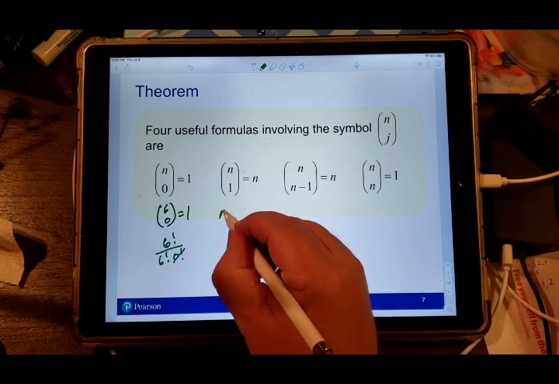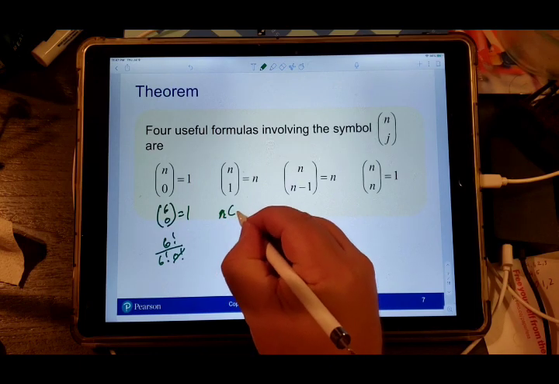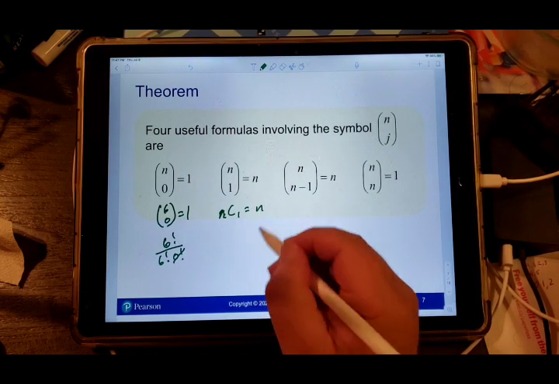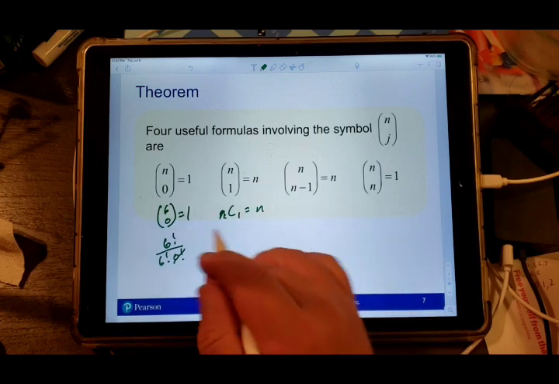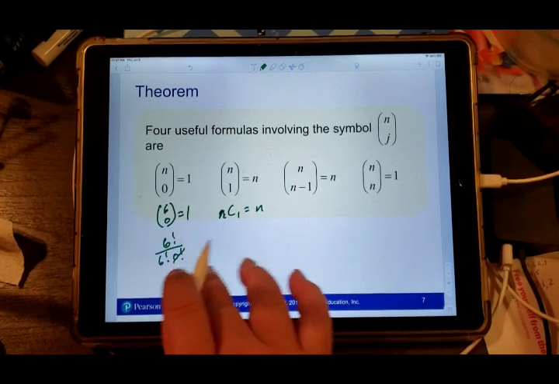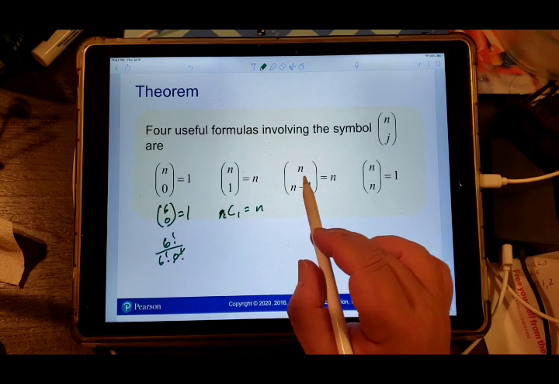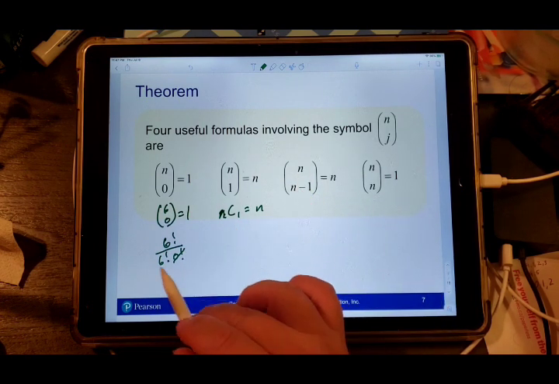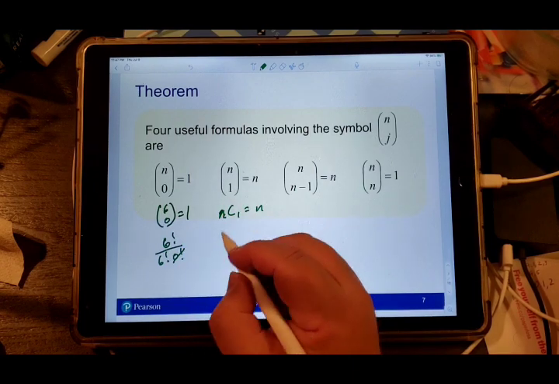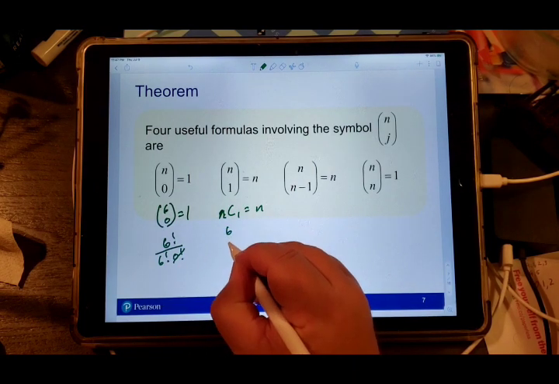Let's write it this way. NC1, well, that's just going to be N every time. And with similar reasoning, I could reach it by doing this little formula. Let's do it with 6C1.